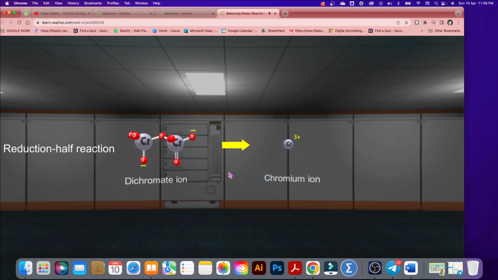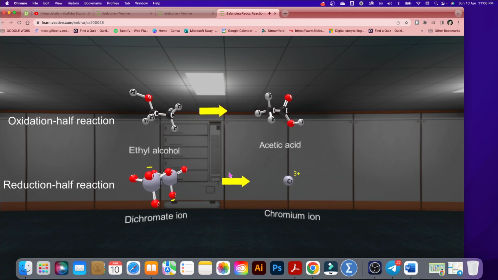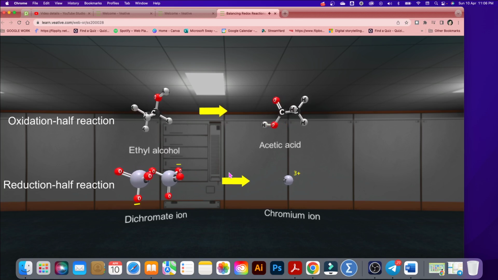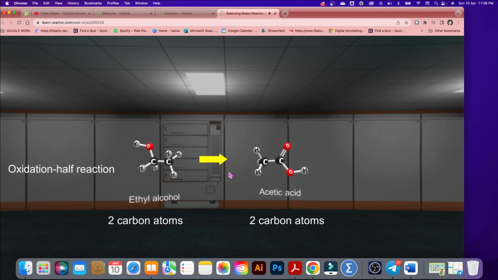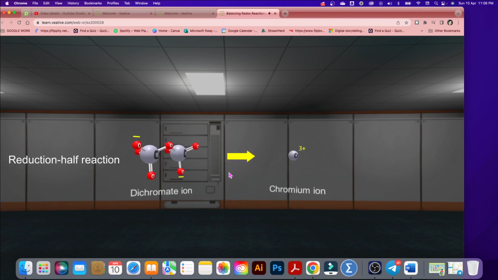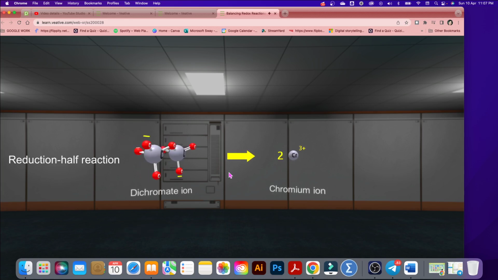In step 2, balance all the atoms except oxygen and hydrogen in both the half reactions. In the oxidation half reaction, there are 2 carbon atoms in both the reactant and product side. Hence, the carbon atom is already balanced. In the reduction half reaction, there are 2 chromium atoms on the reactant side and only 1 chromium atom on the product side. Add 1 more chromium ion to the product side to balance the chromium atom.